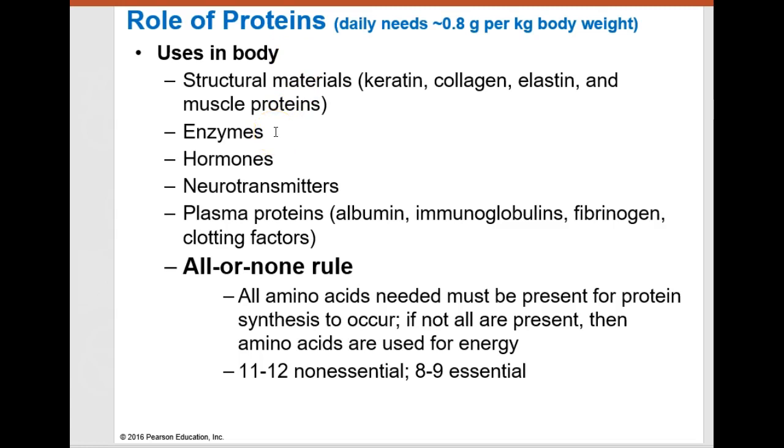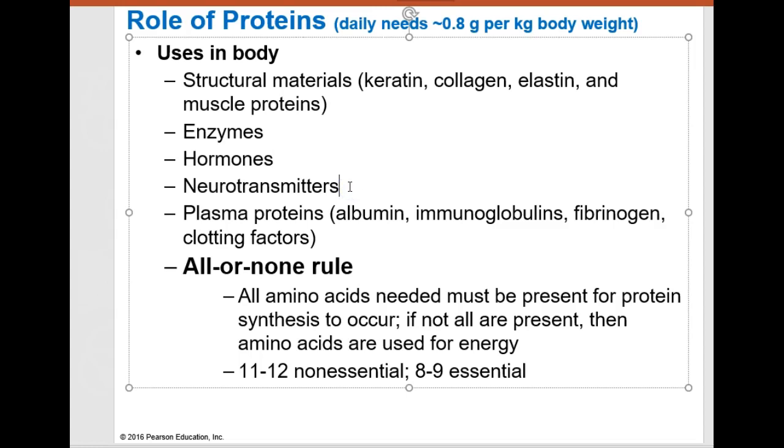Enzymes, which are those biological catalysts that help speed up chemical reactions in the body so that we can actually utilize them. They happen fast enough to be helpful to us. Everybody's favorite, hormones. Epinephrine, protein-based hormones. Endorphins are protein-based hormones. Serotonin, protein-based hormone. Histamine is another signal molecule that's made from proteins. Neurotransmitters, and I'm sorry I called serotonin and dopamine hormones, they're actually neurotransmitters.